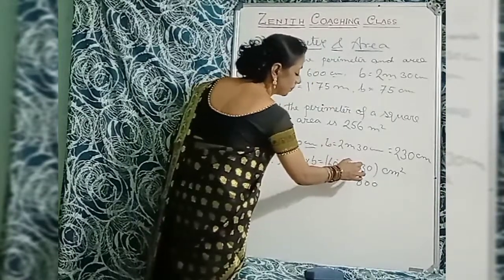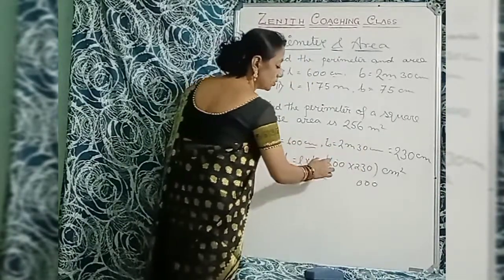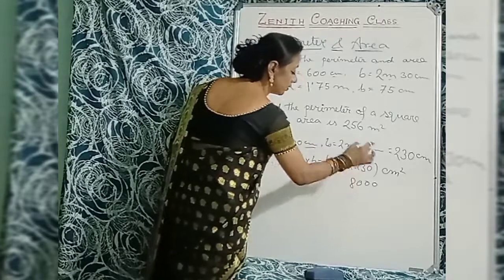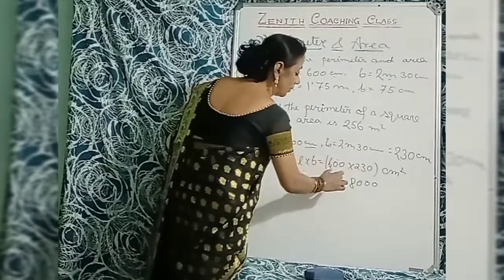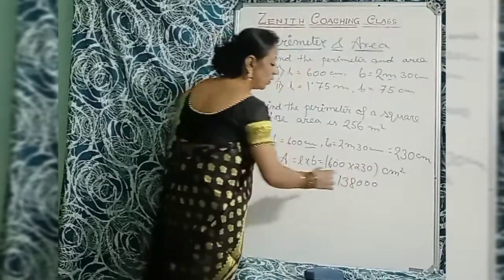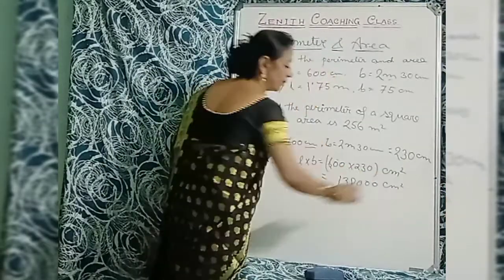Now multiply 23 by 6. 6 3s are 18, 8 and 1 carry. 6 2s are 12, 1 is 13. So it is 138,000 centimeter square.